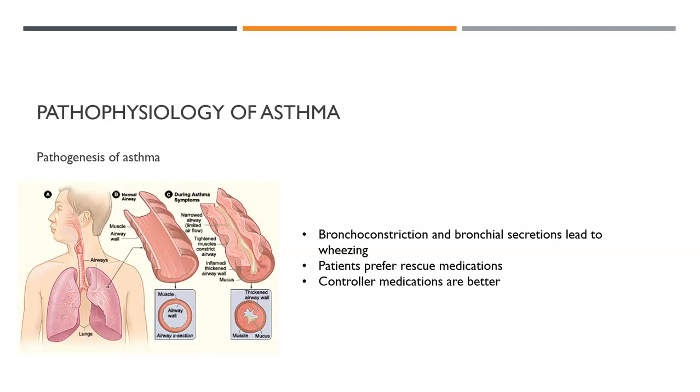So what happens when someone is having an asthma attack? Well, they have a bronchoconstriction, and those bronchial secretions lead to wheezing. So that's why, if you're going to ask patients about their medicines, they want a rescue med, because that rescue med opens up the airway and helps them to breathe right away. But the controller medications are much better because they keep them consistent.